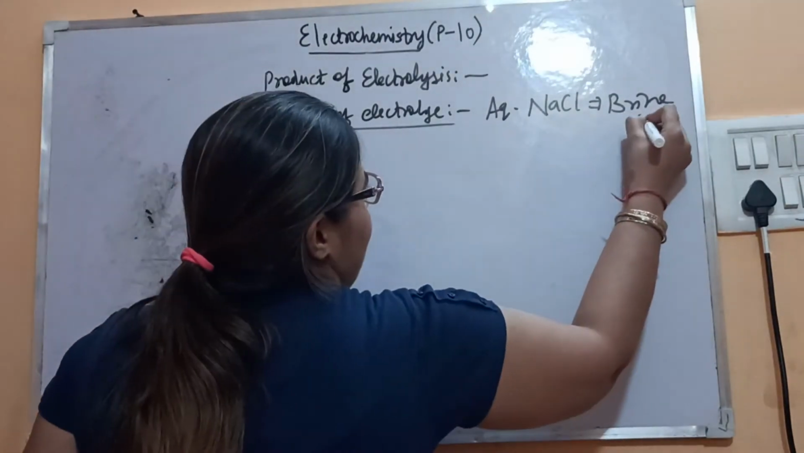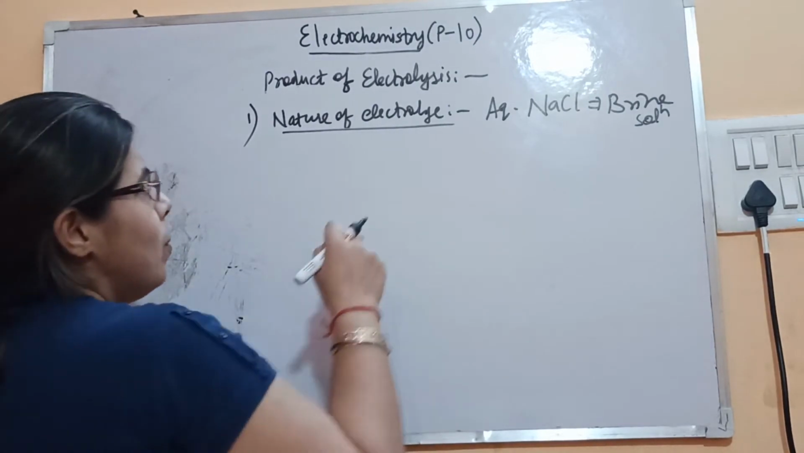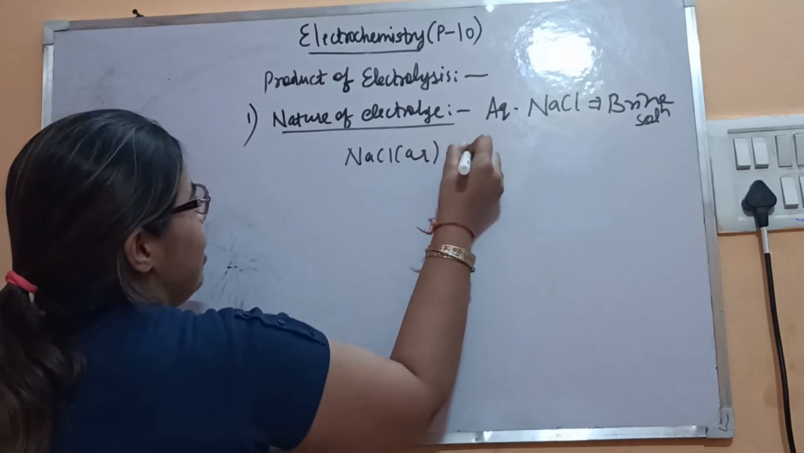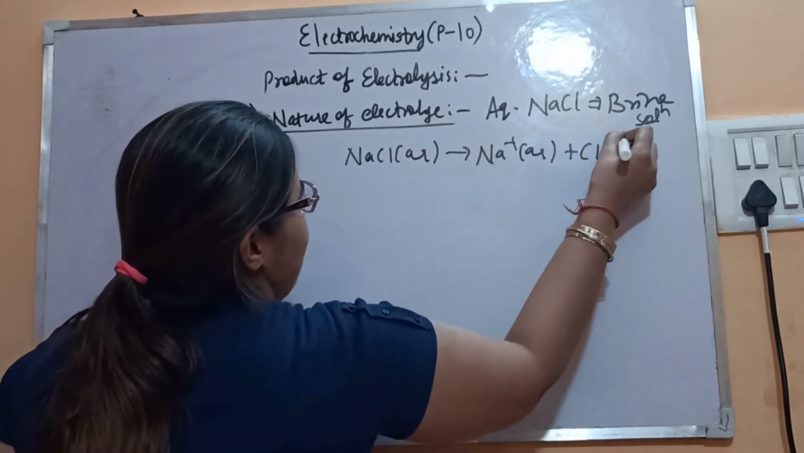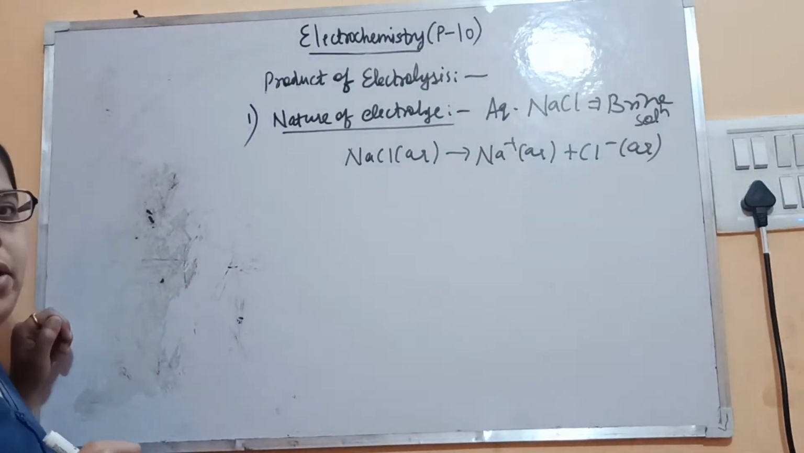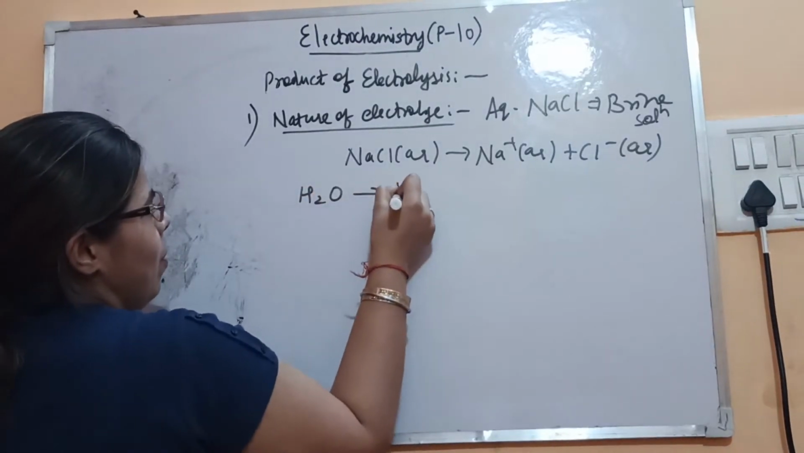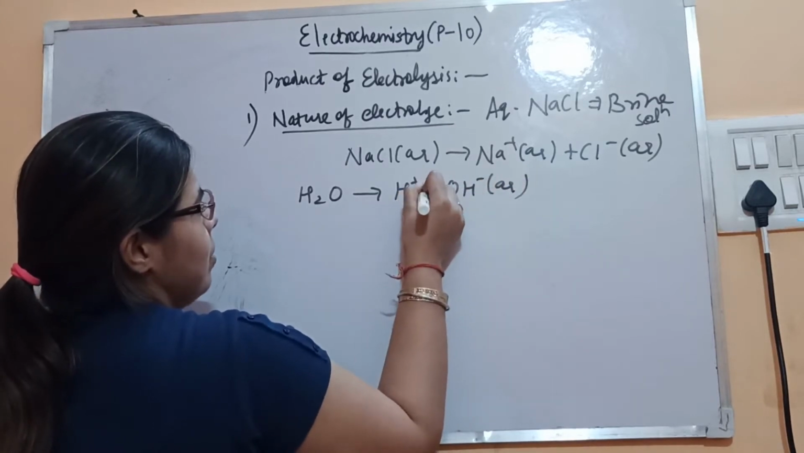Now in aqueous solution, water is also present. So dissociation of aqueous solution of NaCl provides what? Na+ aqueous and Cl- aqueous. Now water is not a strong electrolyte, it is only feebly ionized. So water will also give you H+ and OH- aqueous.